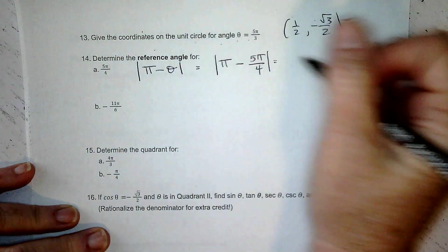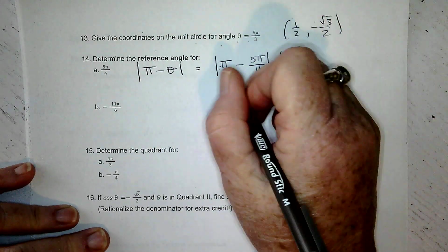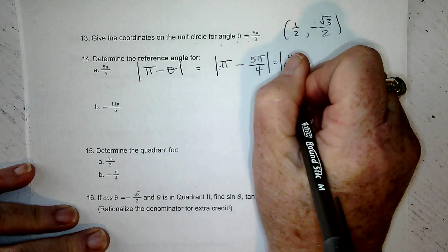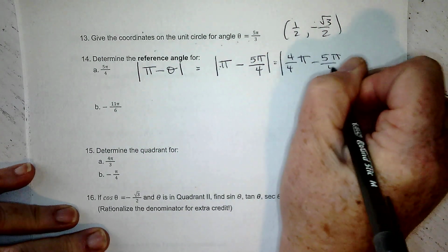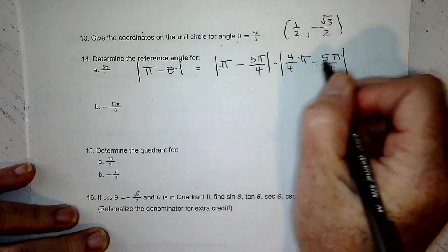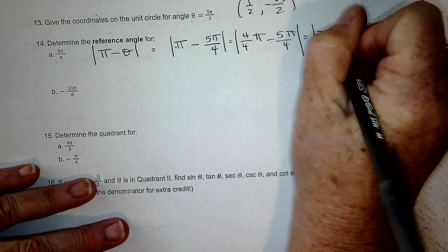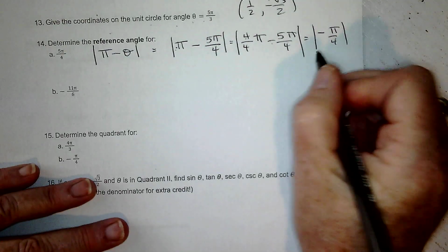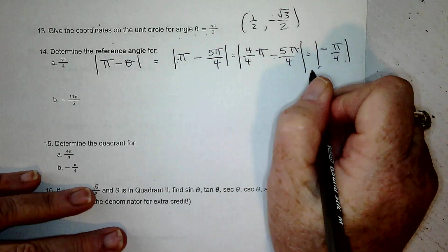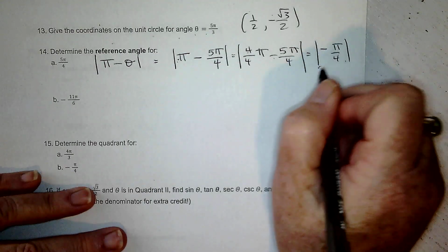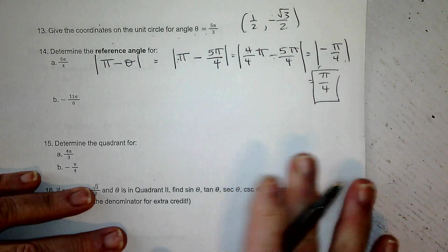Now, you have to know that there's just a 1 in front of this pi, so I can make this number 4 over 4 pi minus 5 pi over 4. 4 minus 5 is negative 1, so negative pi over 4. But the absolute value shows distance, so that removes the negative. Anything that comes outside of the absolute value becomes a positive, and our reference angle is pi over 4.